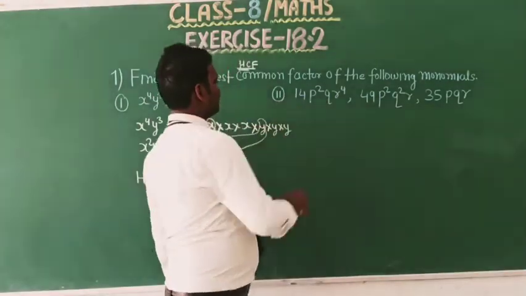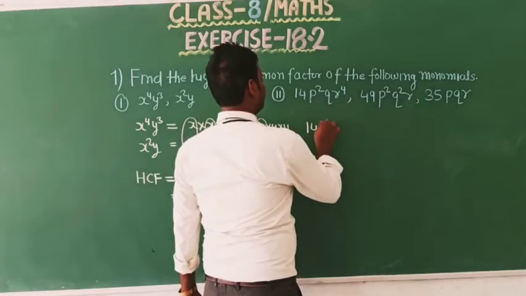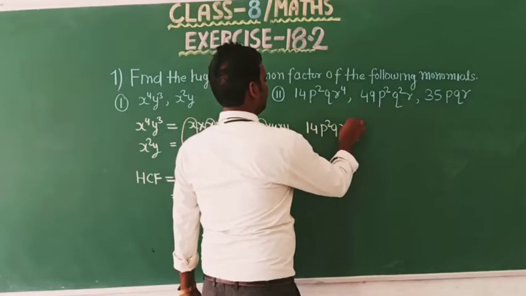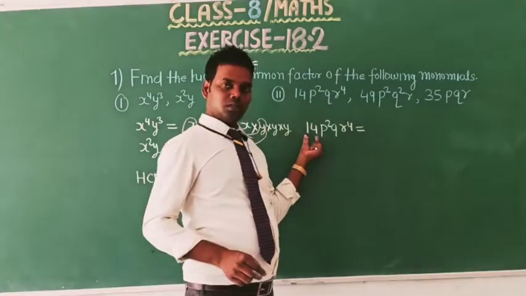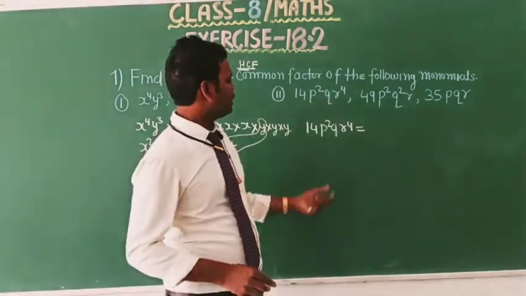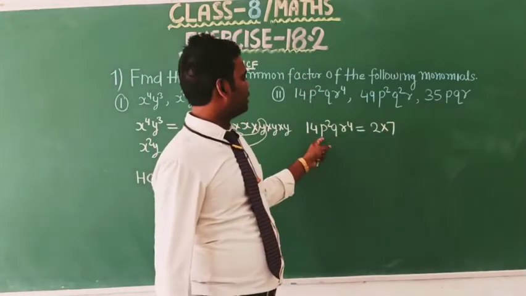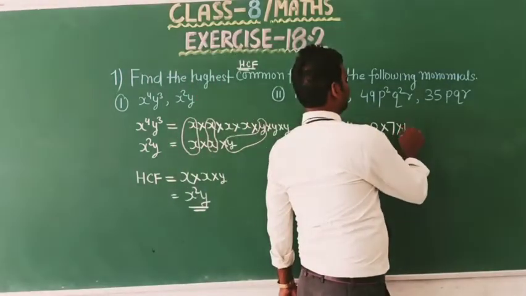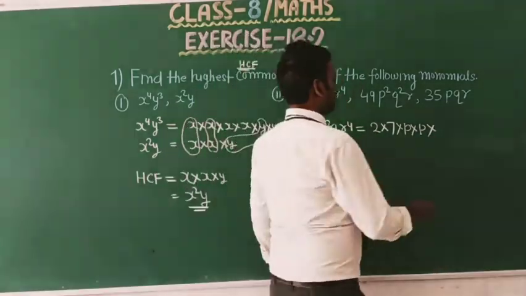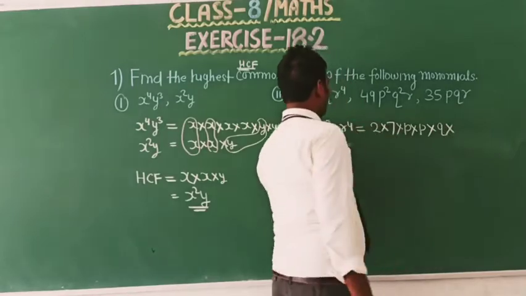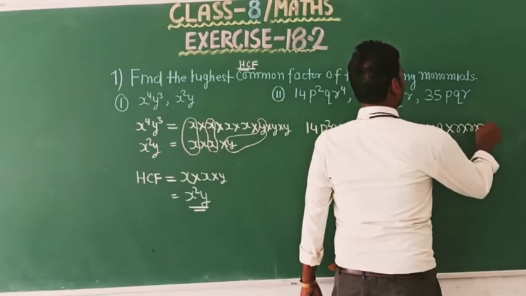Now move to the second part. This is 14 p square q square r to the power 4. Okay, now factorize this expression. 14 can be written as 2 into 7, 2 7s are 14, and p square is written as the product of p into p 2 times, into q 2 times, q into q, into r to the power 4. This means 4 times r into r.